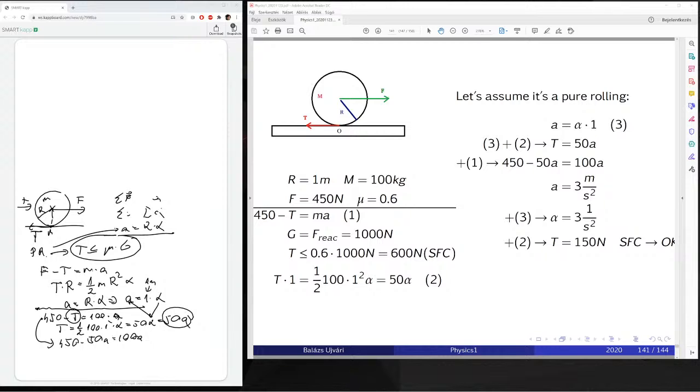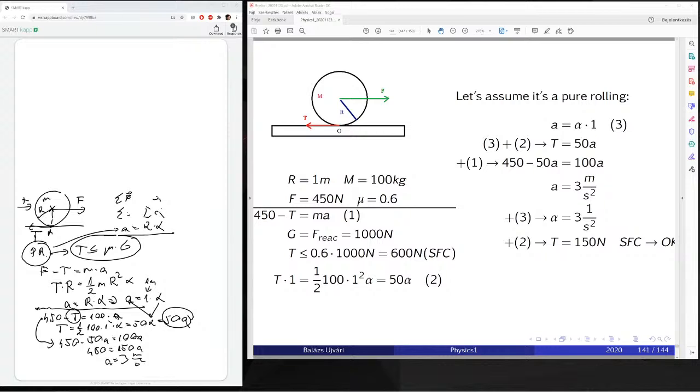All right. So 450 equals 150A. A will be 3 meters per second squared. There are 3 equations and 3 unknowns, so we can solve it. But it's not solved yet, because we supposed that this is pure rolling. We have to check the condition for pure rolling.